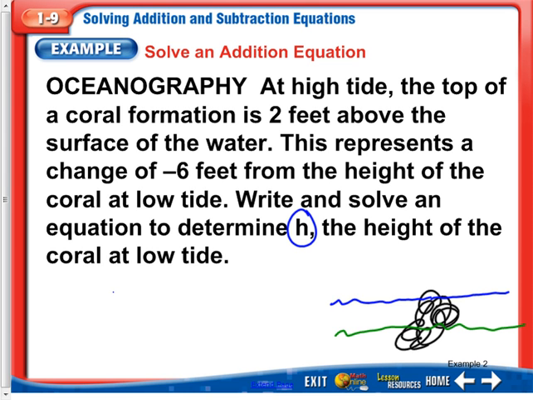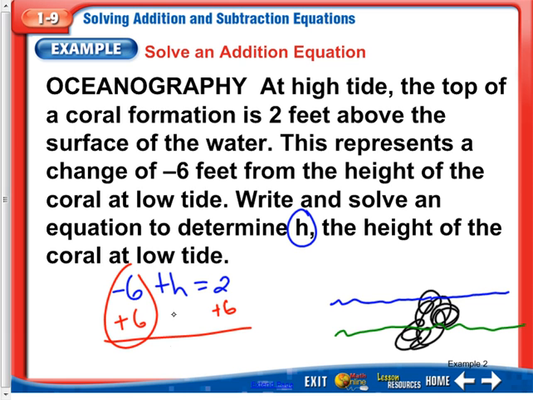Going into this, we need to try to set this up. So if I have a change of -6 plus our H at low tide, that's going to equal our high tide height. Now if we look at this, how do I get rid of this -6? Well, I'm going to have to add 6 to both sides. And obviously this can be 0, and we don't have to write it. We just bring our H down, bring our equal sign down, and 2 plus 6 equals 8.